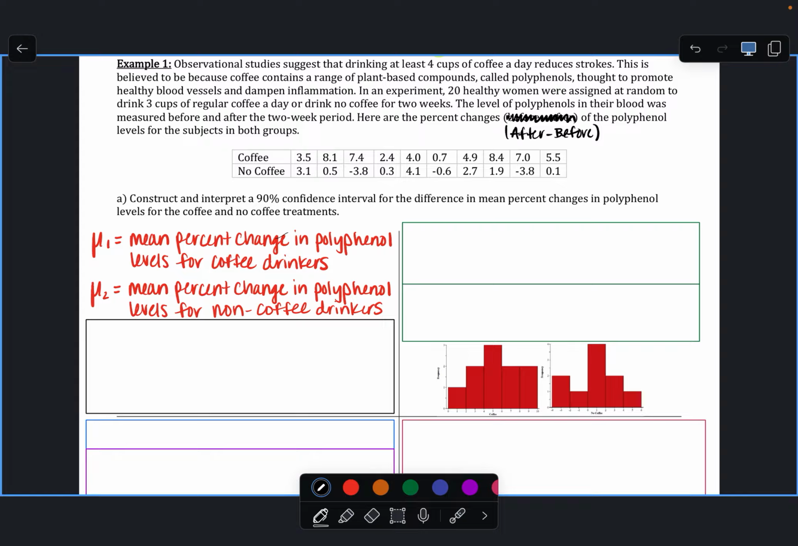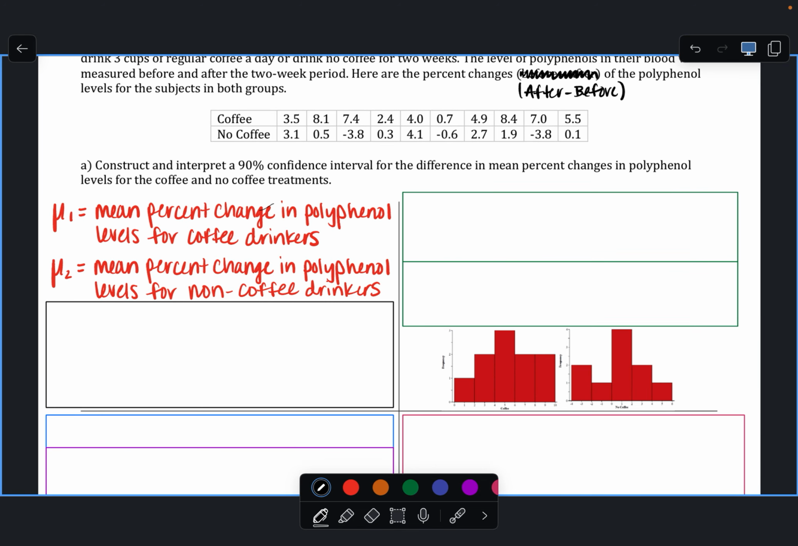One of the hardest things I think people have when it comes to the matched pairs and the 2 sample anything, proportions or means, is kind of realizing, do I want a positive difference or do I want a negative difference? And it really just relates to, what is your end goal? Our end goal is that these polyphenol levels increase, because that should hopefully help prevent strokes. Now, we're not testing, does it actually prevent the strokes? We're just trying to see, does it increase the level of this thing that could potentially help?